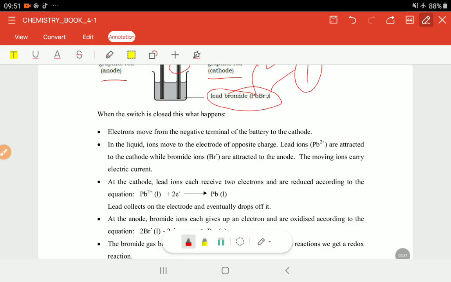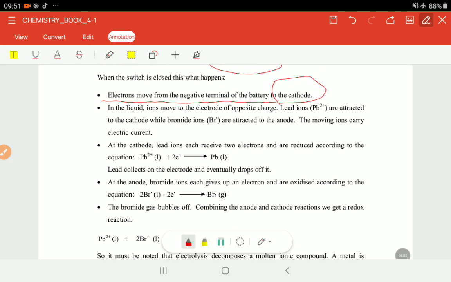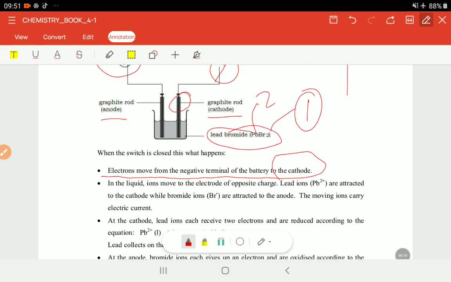And because this negative terminal of the battery has been connected by wires to the electrode, the graphite rod which we call the cathode, it means these electrons, since we've completed the circuit, will be moving from the negative terminal of the battery to the cathode, and the cathode is the one which is connected to the negative terminal, okay? This cathode is immersed in this electrolyte.